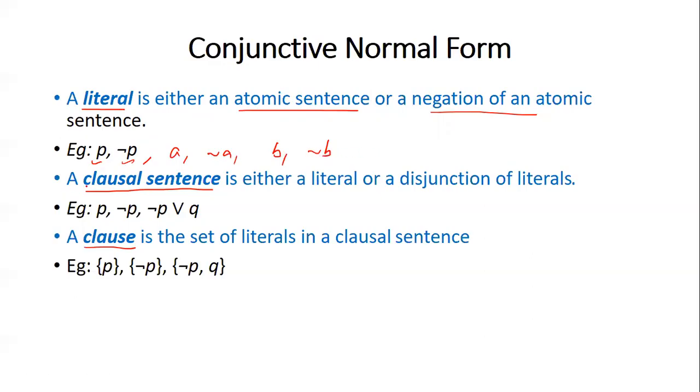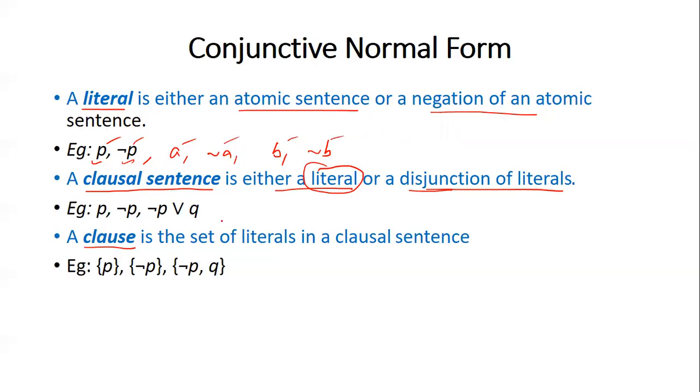And then what is a clausal sentence? A clausal sentence is either a literal or a disjunction of literals. It allows only one operator. So any literal is a clausal sentence, and apart from that, it also allows disjunction of literals. For example, all of these are clausal sentences: P, not P, A, not A, B, not B.